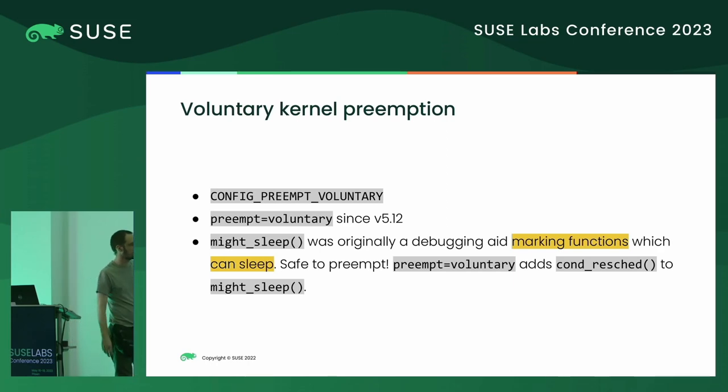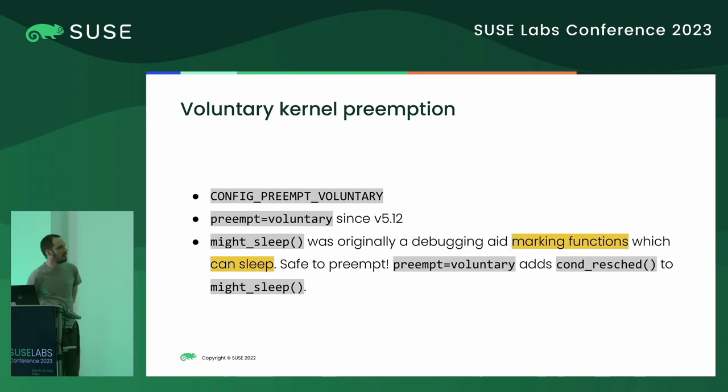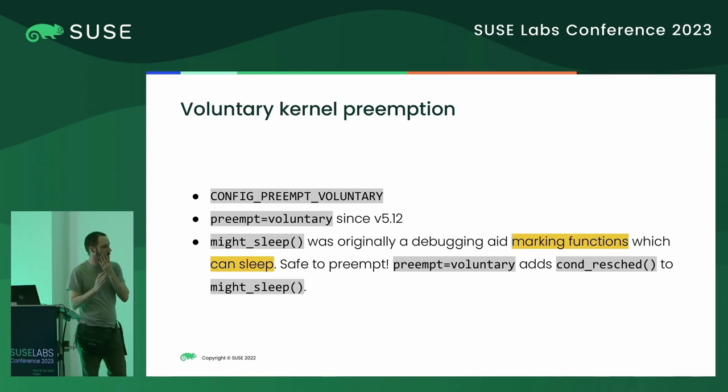Maybe you should explain what cond_resched is, because I don't think you mentioned it. I don't think I know. I read the name. I would expect that you check need_resched, and if need_resched is asserted, you call schedule. This is what I would imagine it is. So conditional rescheduling: you don't necessarily call schedule, but there is this need_resched flag that is set.